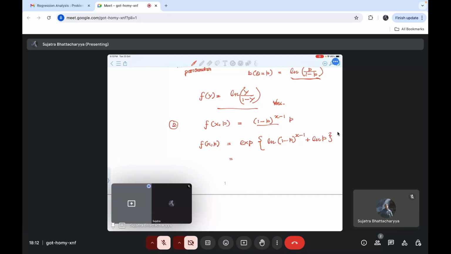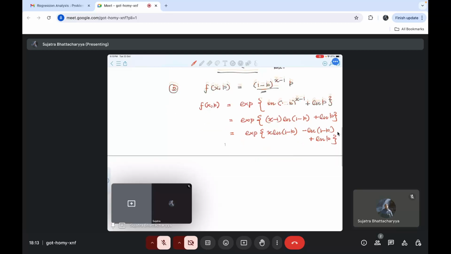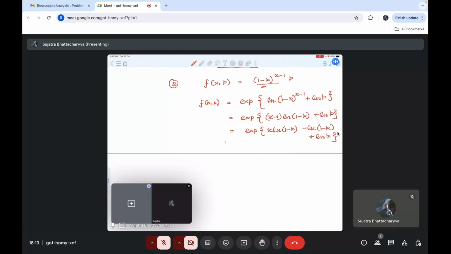If you open this, you can see that exponential and log cancel out and you get this back. So let us write the exponential. Further, we can reduce this using the property of logarithm, log of t to the power... That's all. What can we further reduce? Exponential of x into log of (1 minus p) minus log of (1 minus p) plus log of p. So yes, we can see that it can be reduced.